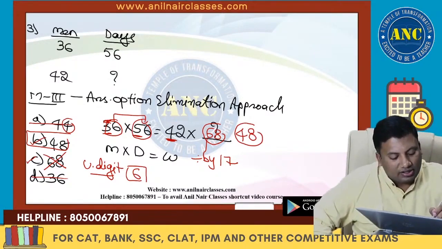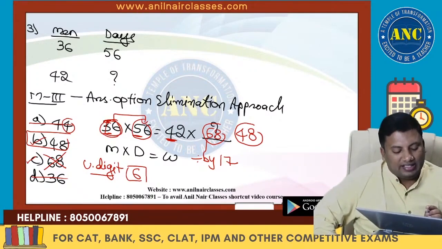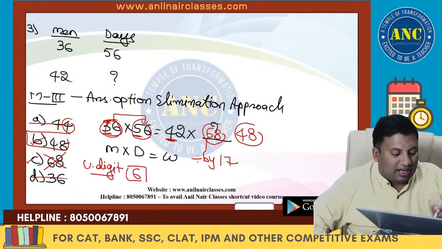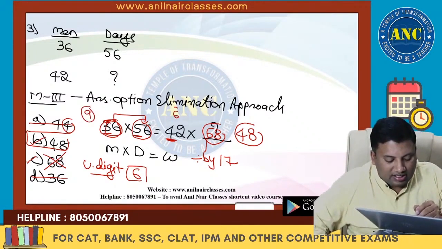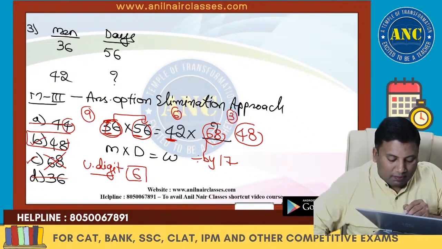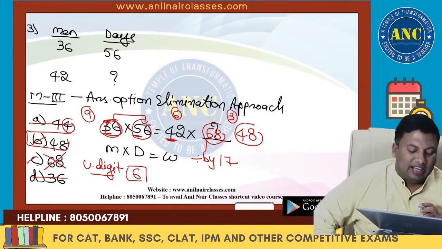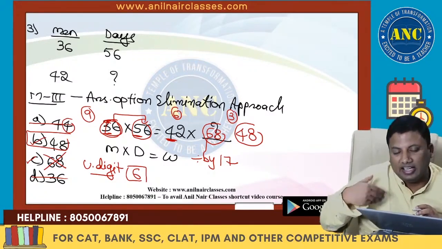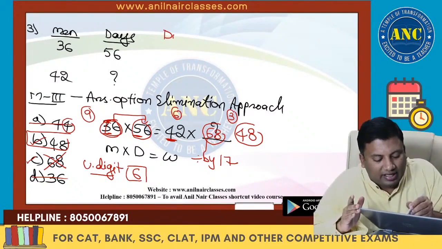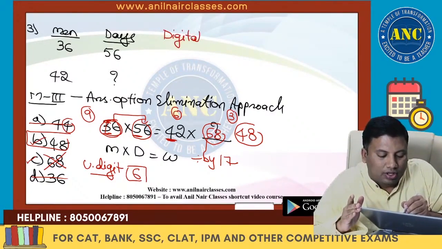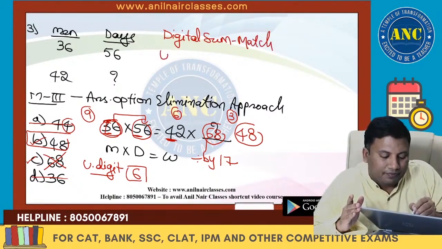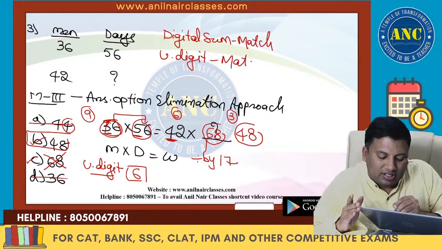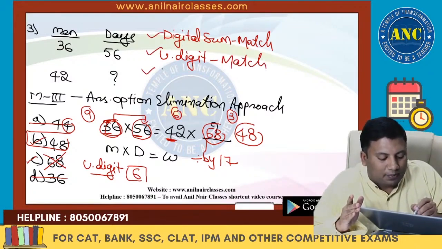Or otherwise, you can use a digital sum. 36, it is 3 plus 6, 9. 9 into any number, the digital sum is 9. 4 plus 2 is 6. 4 plus 8 is 12, 1 plus 2, 3. 6 3s are 18, 1 plus 8, 9. The digital sum should definitely match. The unit digit should definitely match. These are all tests which will help us to eliminate answer options.